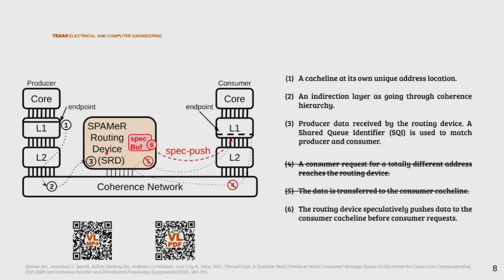SPAMeR replaces the consumer request and receive data, which are markers 4 and 5 in the figure, with a speculative push issued from the routing device. In the routing device, a structure called the specbuf is responsible for keeping the information for SPAMeR to make speculation decisions.